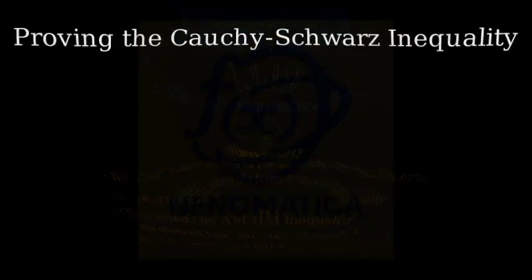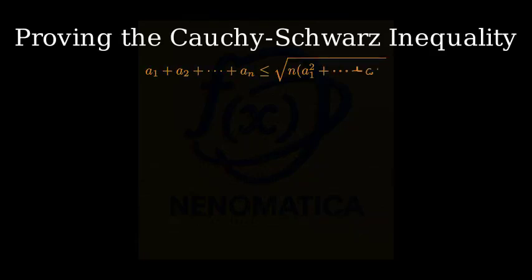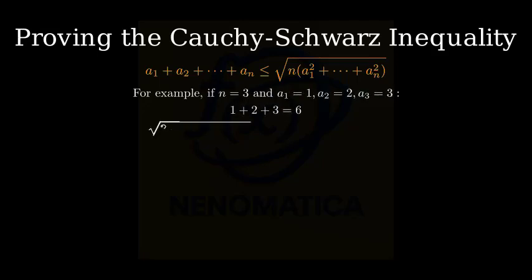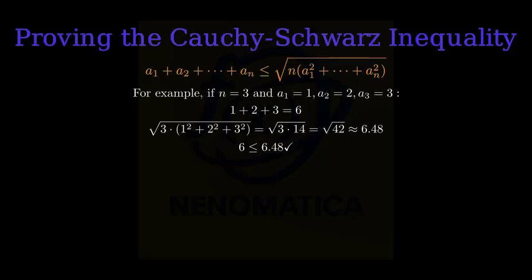The inequality we want to prove is a1 plus a2 plus through an is less than or equal to the square root of n times the sum of a1 squared plus through an squared. Before diving into the proof, let's understand what this inequality means. It essentially tells us that the square of the sum of numbers is bounded by the product of the number of terms and the sum of their squares. This is a fundamental result with applications in various fields of mathematics.